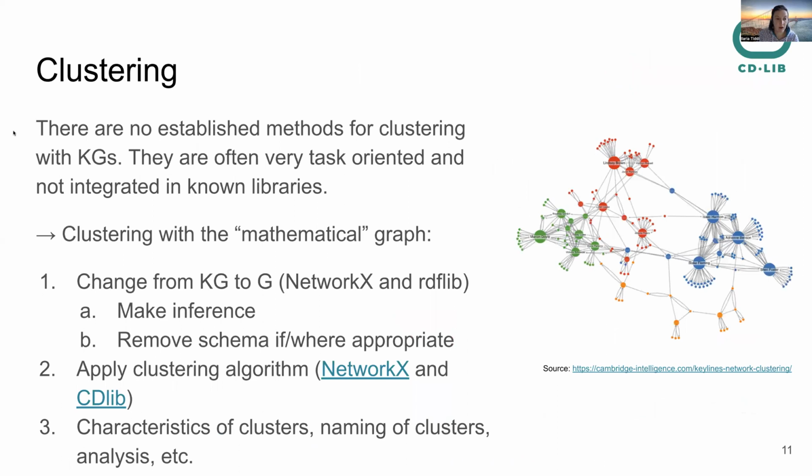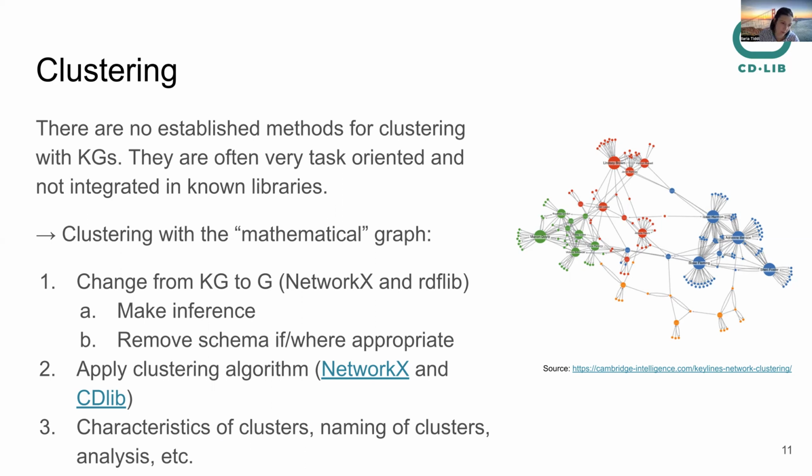What we mean by clustering is that we take our graph or our knowledge graphs and we try to identify communities. In this picture, they are marked through colors, and we try to understand what these communities are about. There are no established methods for performing clustering over knowledge graphs. They often depend on the task that you have at hand, and they are not really well integrated with the libraries that we use that allow you to perform operations over knowledge graphs.